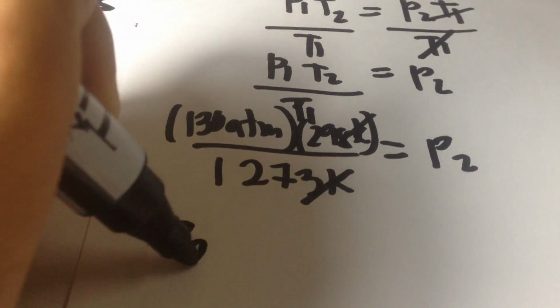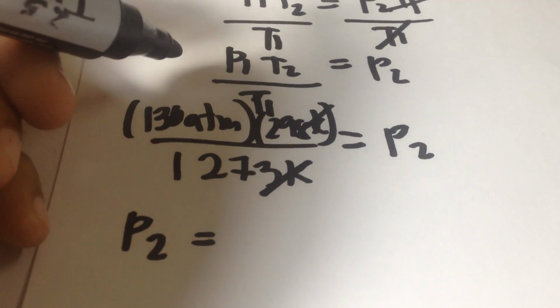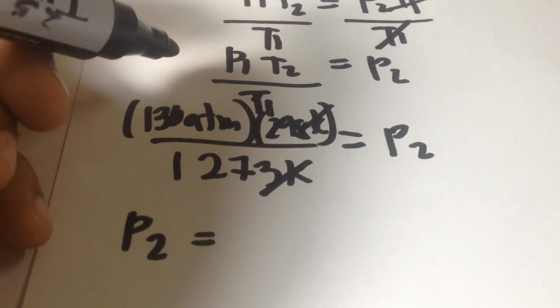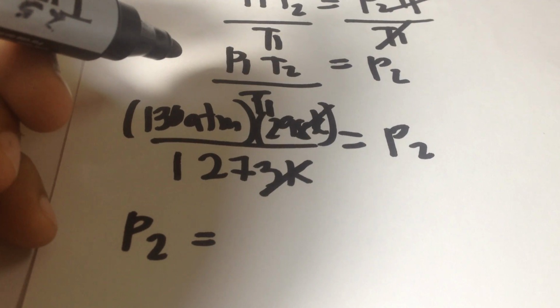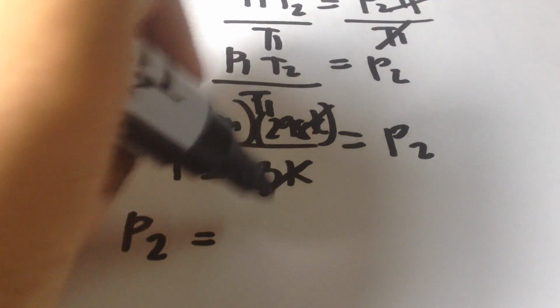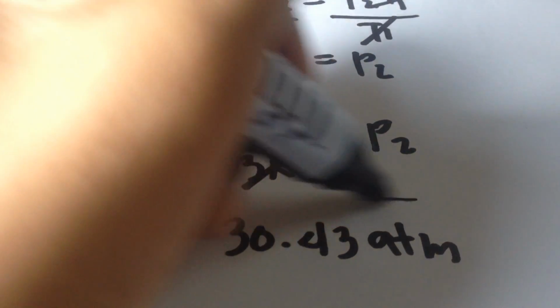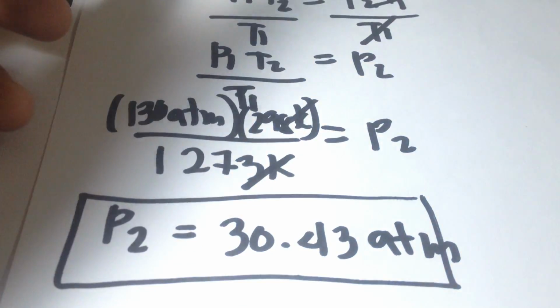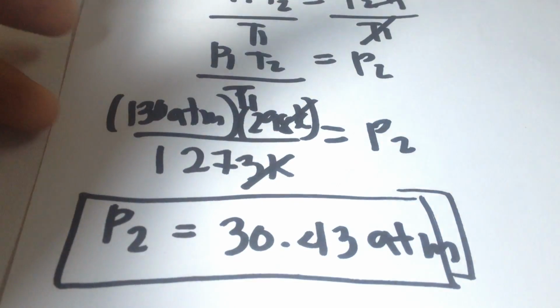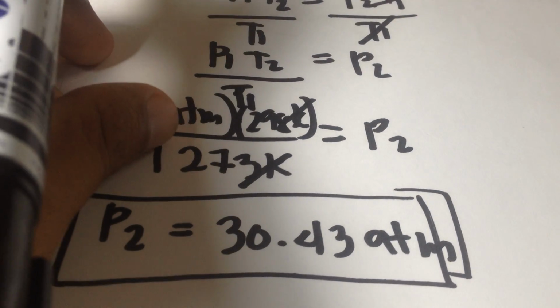So P2 is equal to 130 times 298 divided by 1273. So it's equal to 30.43 atm. So that's the final answer. So let's continue to number 4.